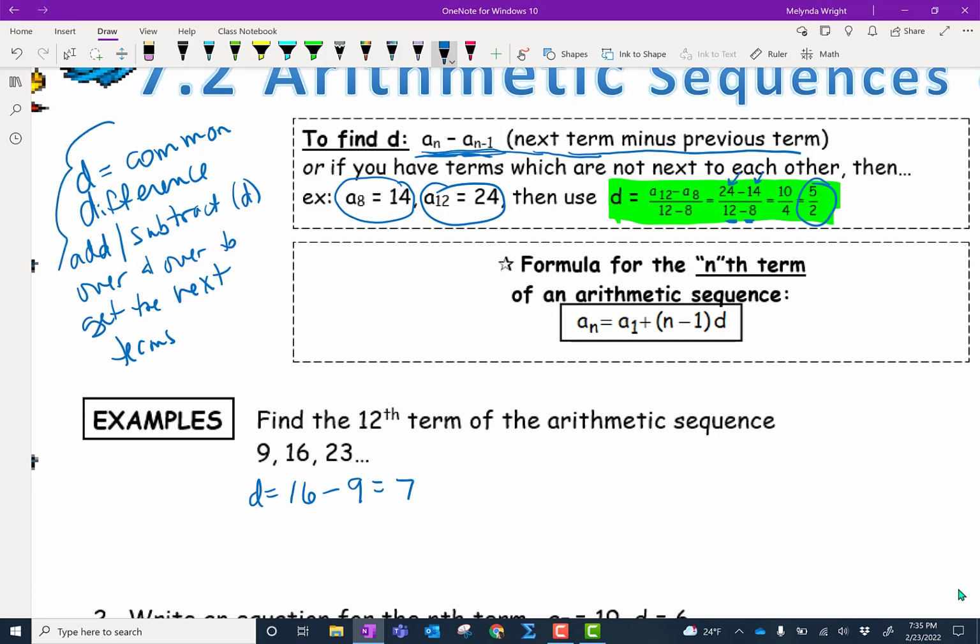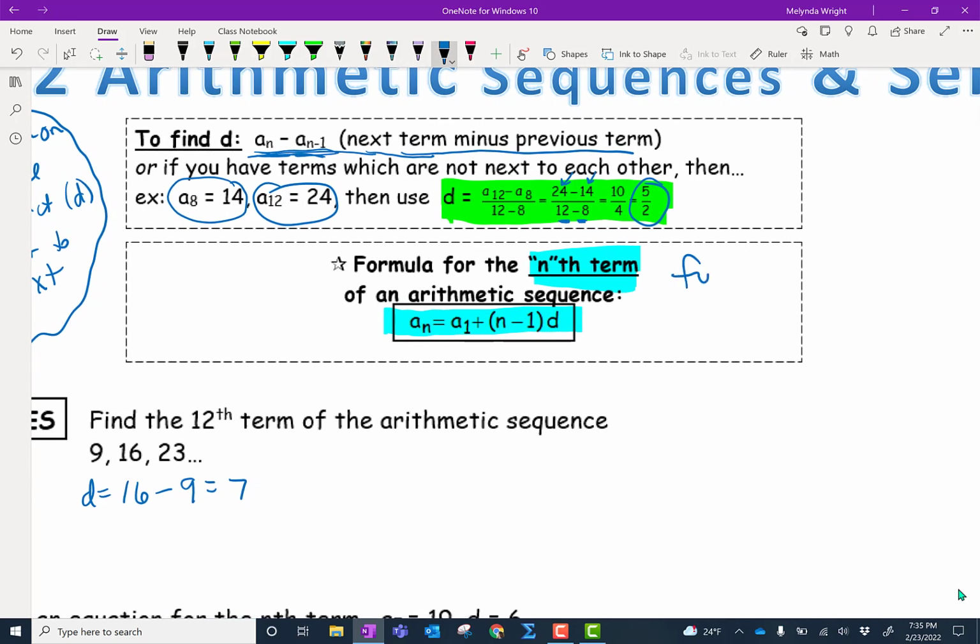Okay, so let's look at the other formula here. This formula is the formula to write the nth term. Nth term, we've talked about that before. The nth term is a formula. So what is the nth term? It is a formula to find terms. So if I wanted the 5th term, I would plug a 5 in for n. That would give me the 5th term.